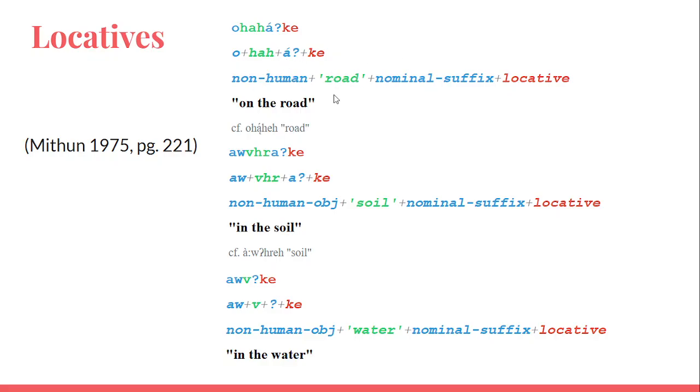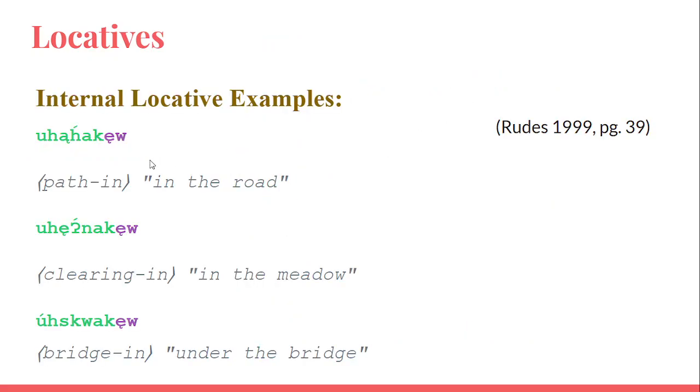But you just put this nominal suffix after the word for road, and then you put the locative on, and you slap the locative on there. The same with here, with these. So uha, yeah, uha, uhan, uhana. So pretty simple, pretty easy. And this can get you a lot of different things.